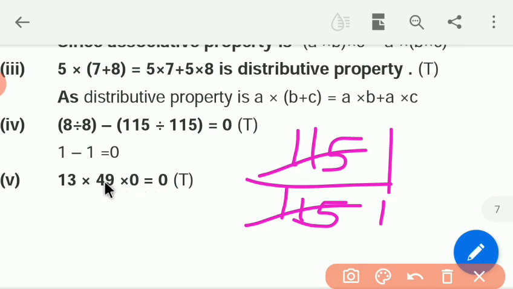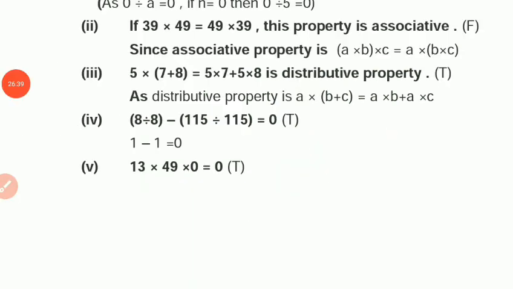We know that if we multiply any number by 0, the answer is 0. So it is true. So now we have completed our chapter 2.